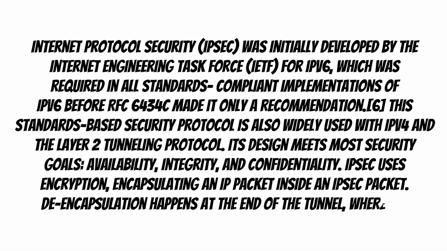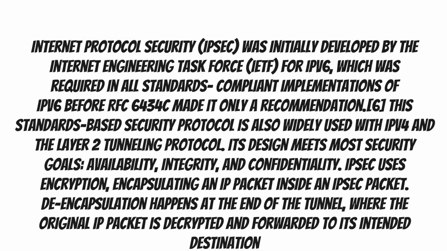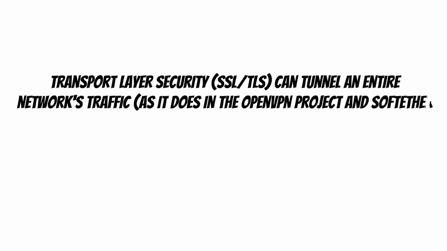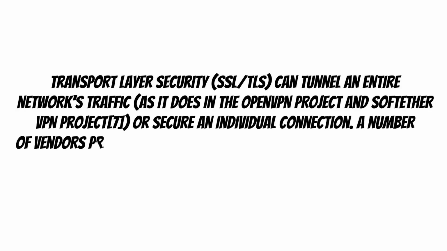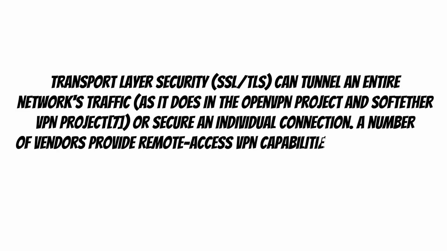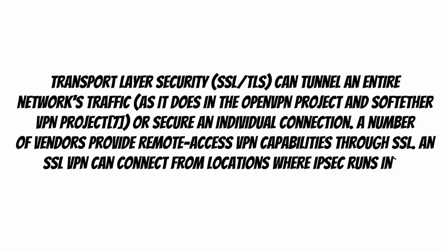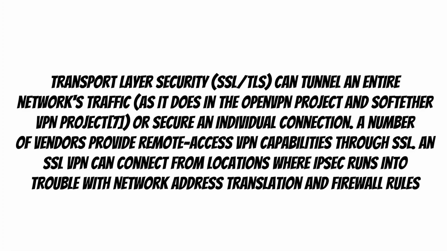Decapsulation happens at the end of the tunnel, where the original IP packet is decrypted and forwarded to its intended destination. Transport Layer Security, SSL or TLS, can tunnel an entire network's traffic or secure an individual connection. A number of vendors provide remote access VPN capabilities through SSL. An SSL VPN can connect from locations where IPsec runs into trouble with network address translation and firewall rules.